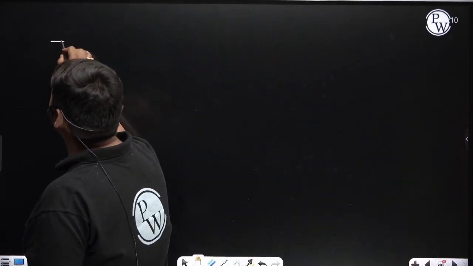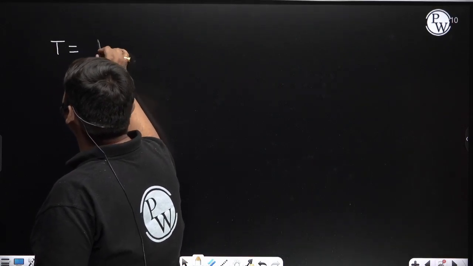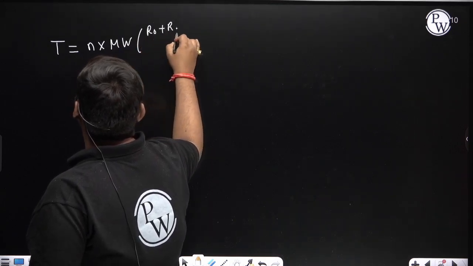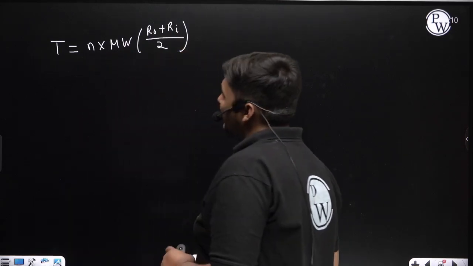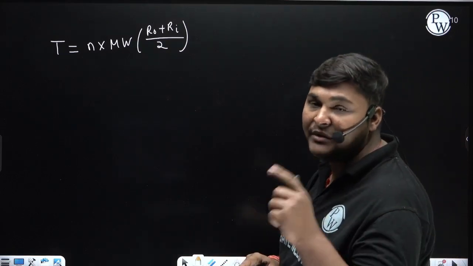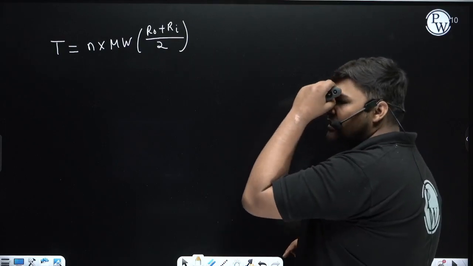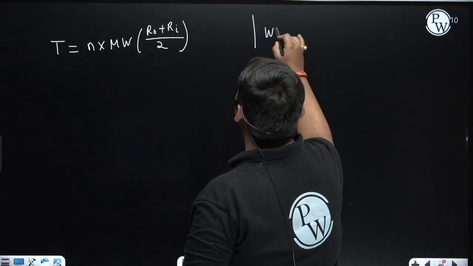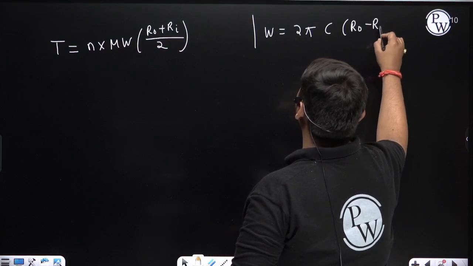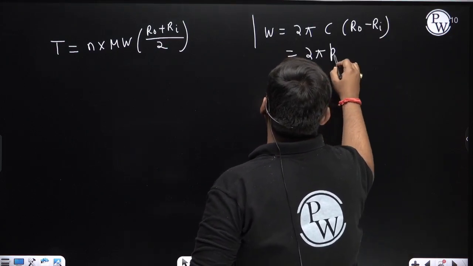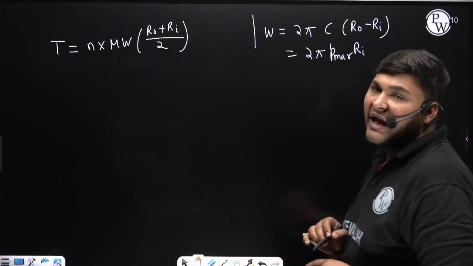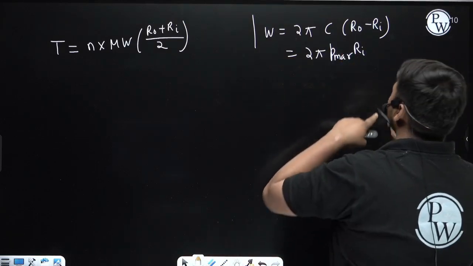So first we simplify the expression of torque transmitted. By uniform wear theory, the expression of torque transmitted is n into mu W into (R naught plus RI) divided by 2. Now W will also come in terms of pressure, because in the expression of W, RI will also come, and we have to find the limiting value of RI for which the torque transmitted will be maximum. So what is the expression of W by uniform wear theory? It is 2 pi C into (R naught minus RI), and the expression of C is P max into RI, because C is nothing but the product of P into R, which is constant for uniform wear theory, and if P is P max, R will be RI. So the formula of C is P max into RI.